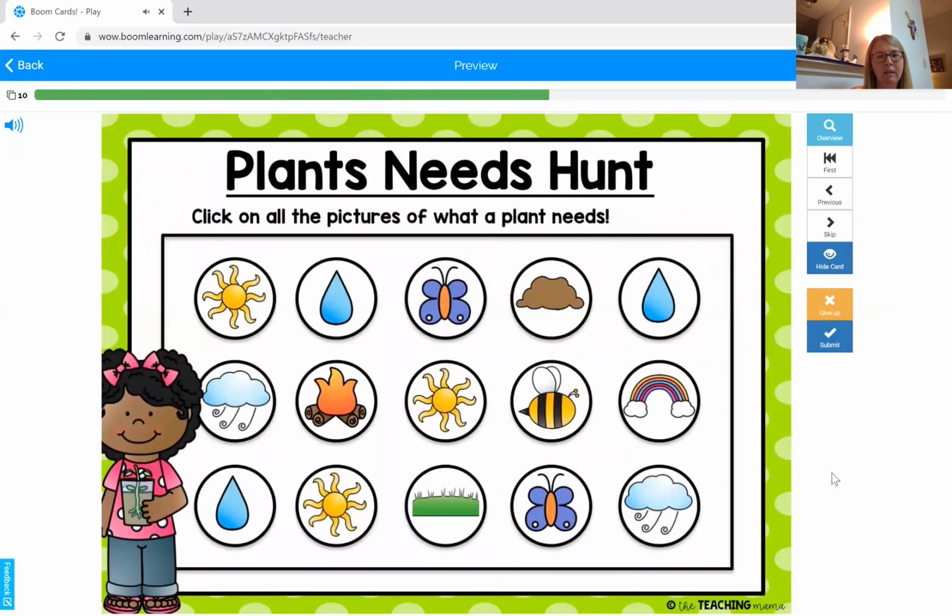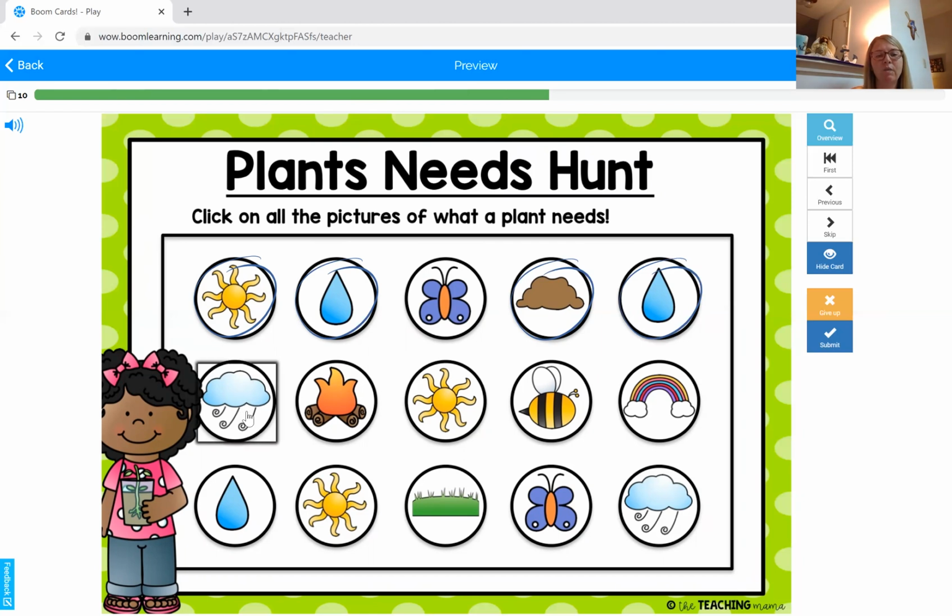Sure did. All right, plant needs hunt. Click on all the pictures of what a plant needs. All right, let's go across. We know a plant needs sun. We know a plant needs water, especially for the roots for it to start growing. It doesn't need a butterfly. It does need soil because that's where all the nutrients are. And it does need water again.